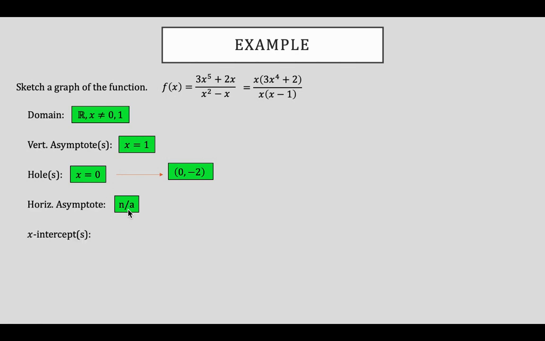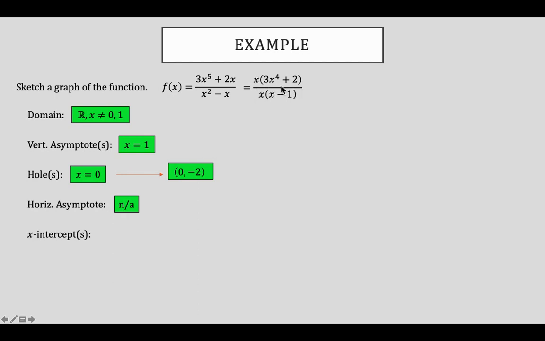Next, let's find our x-intercepts. To find x-intercepts, we need to look at the zeros of the numerator. Well, the zeros of the numerator are x equals 0, and that can't be an x-intercept because it's not in the domain. Notice that plugging in 0 makes it undefined.